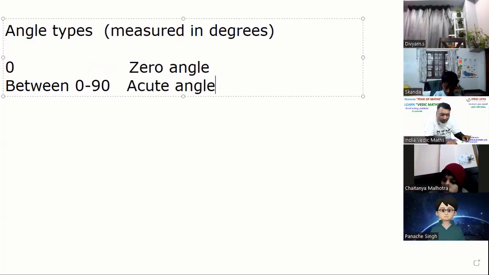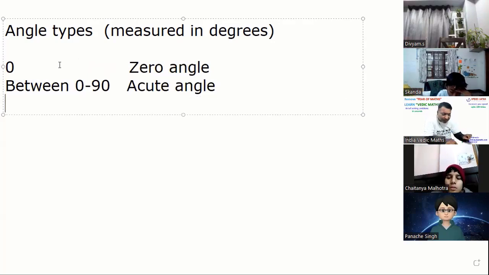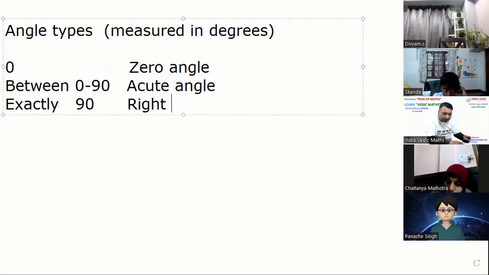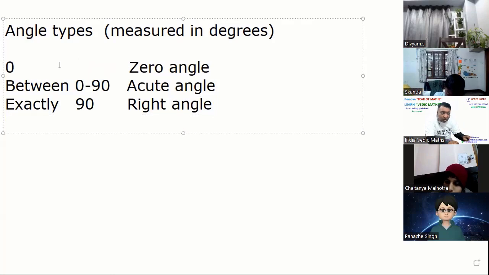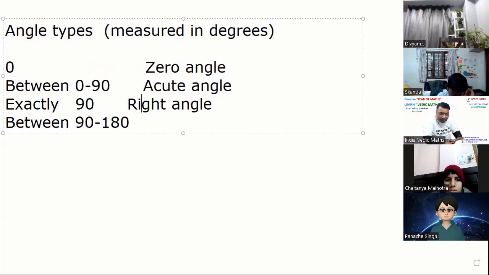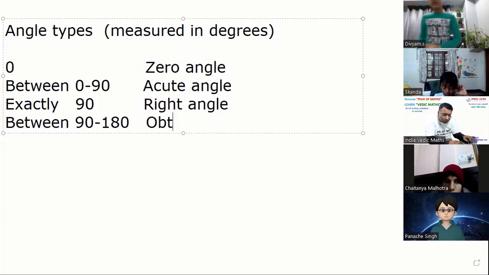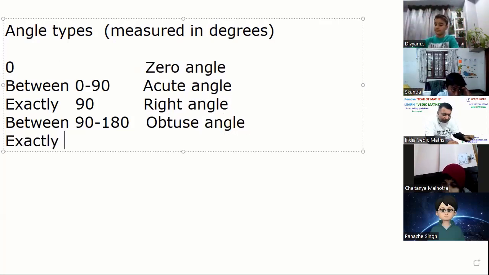I'll draw this also, and I'll show you some game where you will use a pencil. When it is exactly 90 degrees, we call it a right angle. Everybody should write it. When it is more than 90 but lesser than 180, we call it obtuse. When it is exactly 180 degrees, we call it a straight angle.